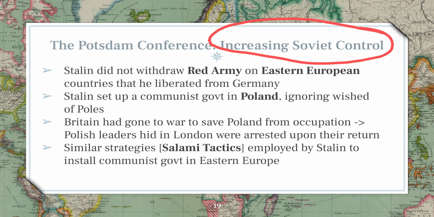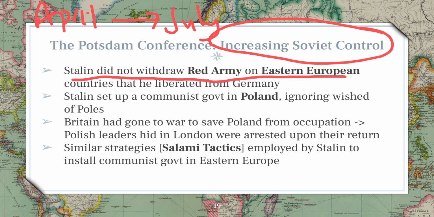All right. So the war is really over by April. Right? This is already July. So in that few months, German final surrender was in May, but parts of Germany surrendered a bit earlier. In Eastern Europe, a lot of the places had already surrendered by April. So the Soviet Union had already had time to step up their influence in areas where they occupied. So Stalin did not withdraw the Red Army from Eastern European countries that he had liberated.